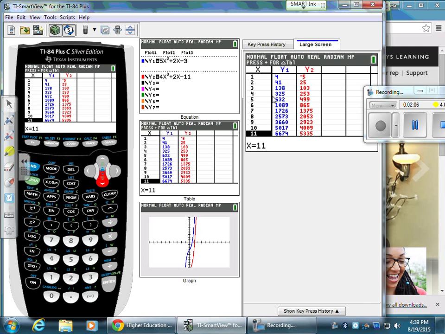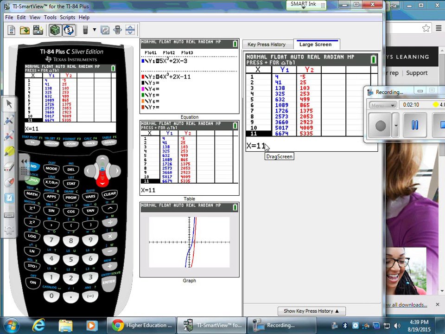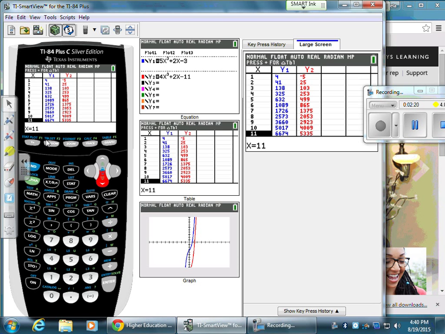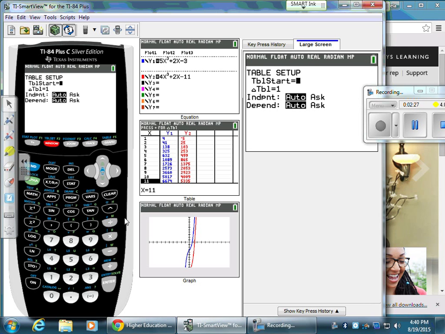If it's too much trouble to scroll up and down, or if you're looking at fractional numbers, we also talked about how you could change it so you're not having to scroll up and down, but you can just type in the numbers that you want to check. So if you look right above window, there's a little button that says table set. That's your table settings. So you push second and window and it takes you to your table settings.